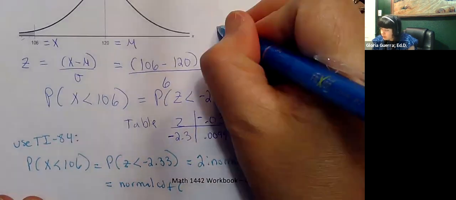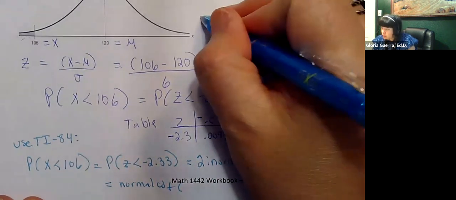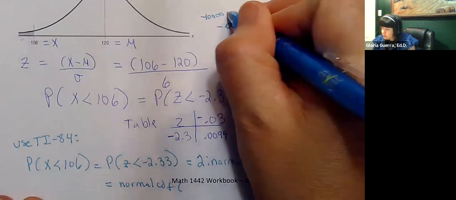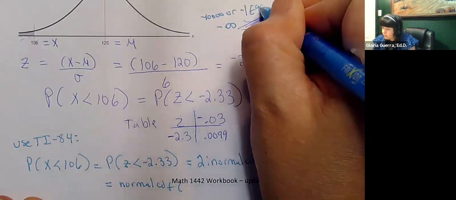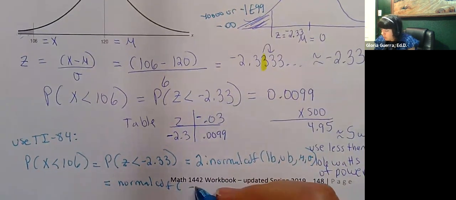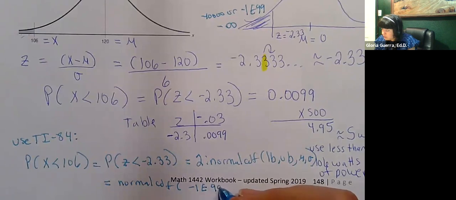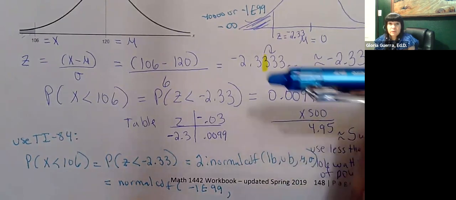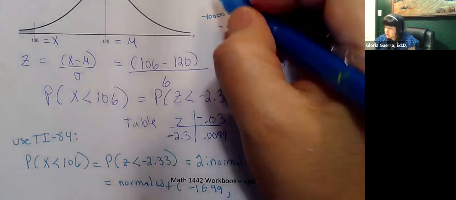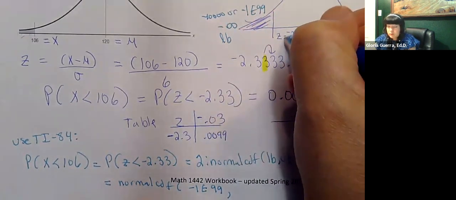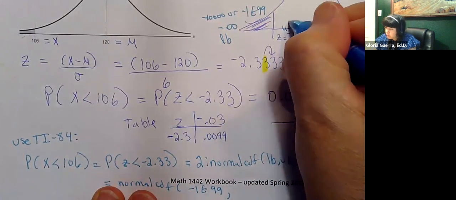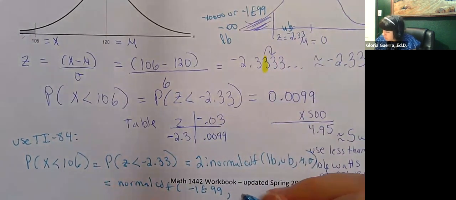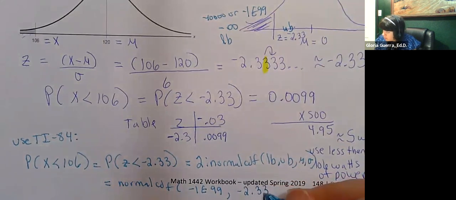You got that negative infinity. So remember, you can type in negative 10,000, or you can type in negative 1E99. I'll use the negative 1E99 now because I think I used negative 10,000 last time. So you're reading it from left to right. This is your lower bound, whereas this one over here is your upper bound. Negative 2.33. Mu is 0 and sigma is 1.